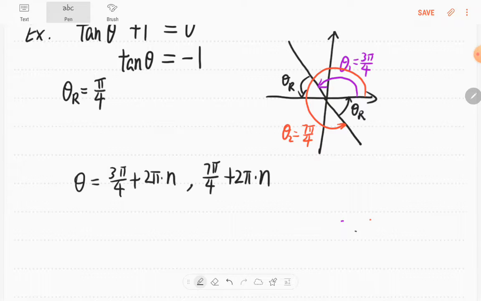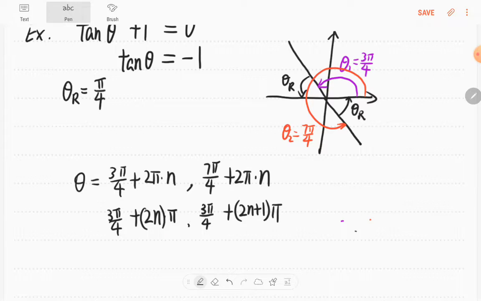But that is not enough. Actually, we can combine these two formulas. The reason is this one can be written as 3 pi over 4 plus (2n plus 1) times pi. And this one can be written as 3 pi over 4 plus 2n times pi. So this is the even multiple of pi, and this is the odd multiple of pi.